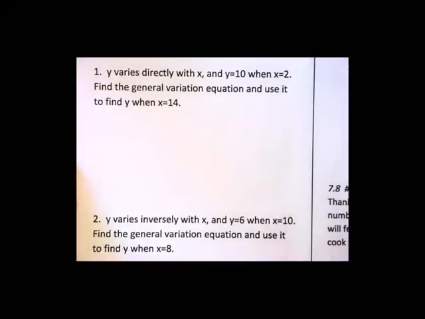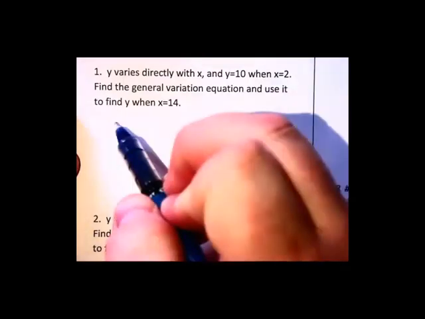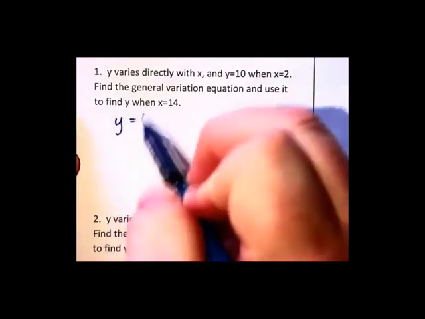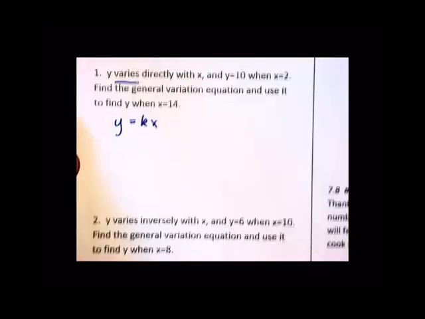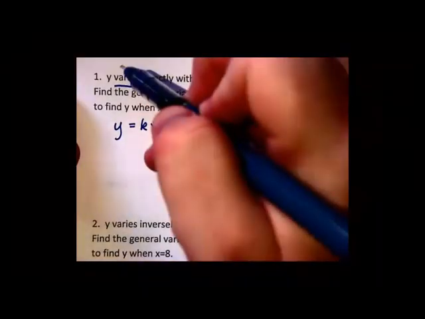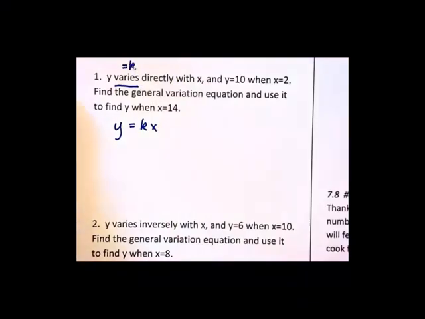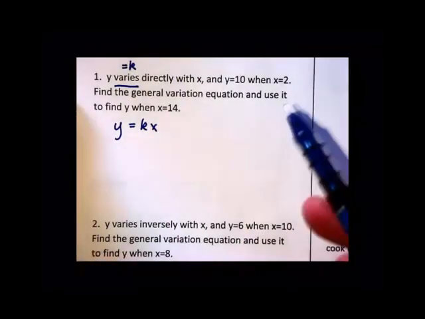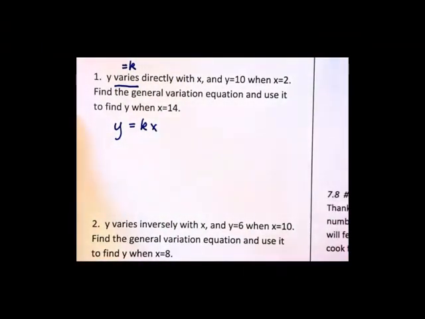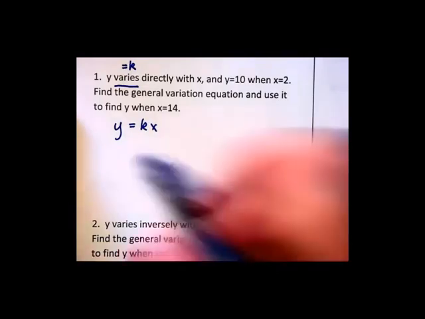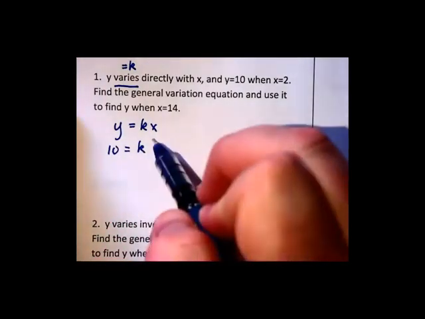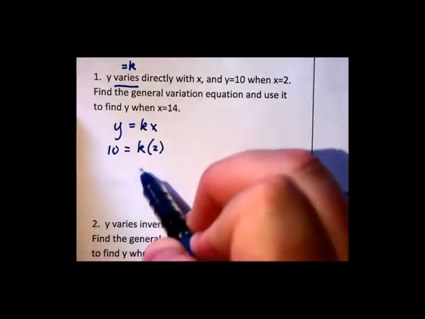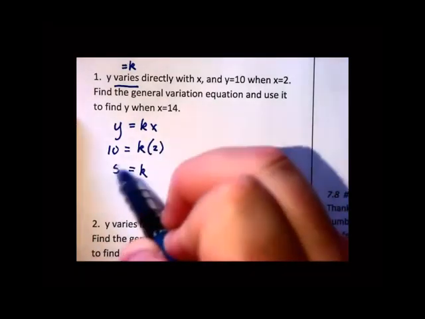Y varies directly with x. Automatically I can write y equals kx. Anytime you see the word varies, that can be substituted for the letters equals k. Y equals k directly with the x. Then y is 10, substitute 10 in, when x is 2. Dividing each side by 2, we get k is equal to 5.